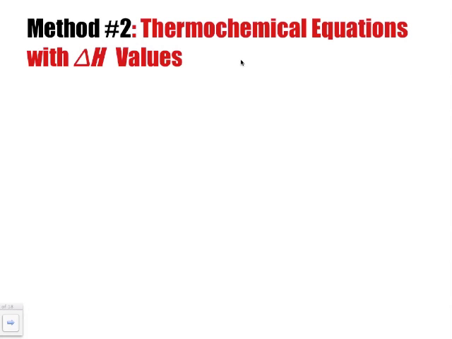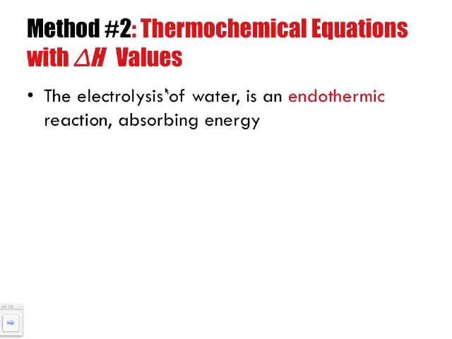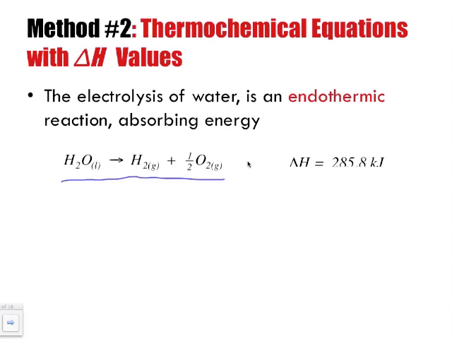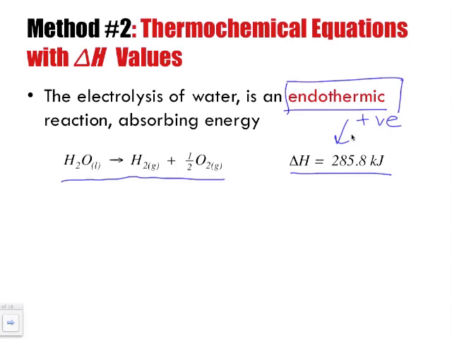Method number 2, thermochemical equations with the delta H values. So now we're writing very similar to what we've already done, right? But now looking at the electrolysis of water, as we said, it is an endothermic reaction which is absorbing energy. However, this is our typical balanced chemical equation. So in a thermochemical equation with delta H values, we are going to state our delta H off to the side. And notice the value here. The value is positive because, as we've said in a previous video, a positive change in enthalpy, this delta H, is for endothermic reactions.